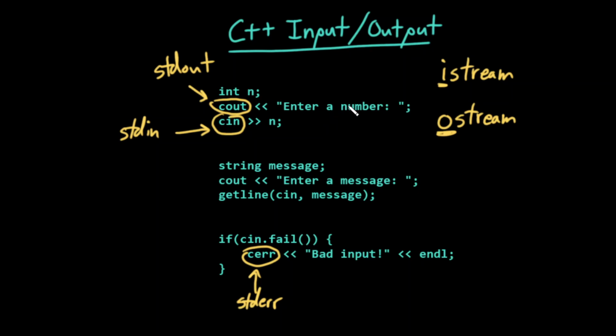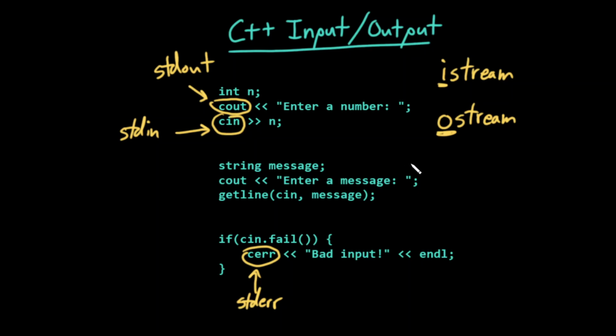So basically this is like saying, write this thing to standard output. This is saying, read something from standard input. This is for individual variables at a time. I could do this with an int or any similar variable.